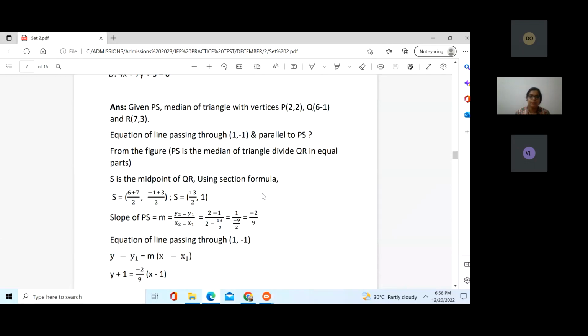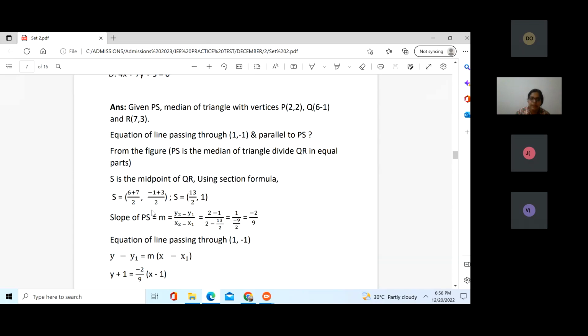So see, I know P is (2, 2), Q is (6, -1), and R is (7, 3). As S is the midpoint, I can use the formula (x1 + x2)/2, (y1 + y2)/2. So I'll be able to find out the coordinates.